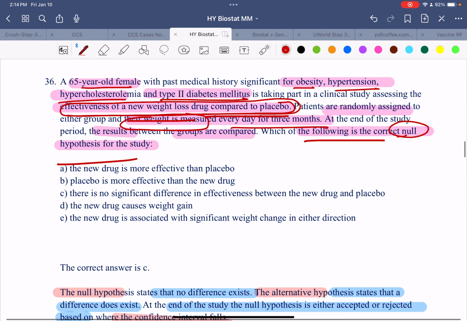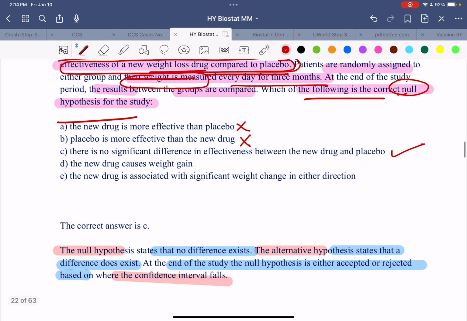So remember, null hypothesis means the hypothesis of no association. So that would be that there is no significant relationship between weight loss and the use of the new drug, right? So let's see. The new drug is more effective than placebo? No, that's not the null hypothesis. Placebo is more effective than new drug? No. There is no significant difference in effectiveness between the new drug and placebo? Yes.